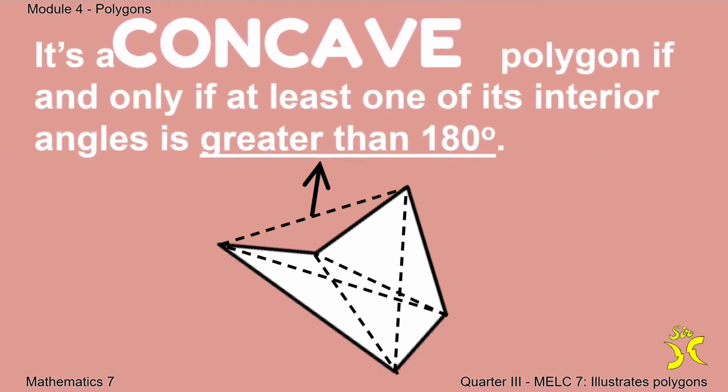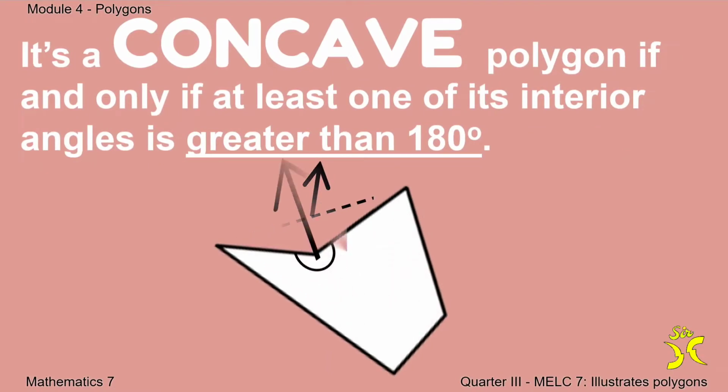It is a concave polygon if and only if at least one of its interior angles is greater than 180 degrees. As you can see, one angle is greater than 180 degrees. That makes it a concave polygon.